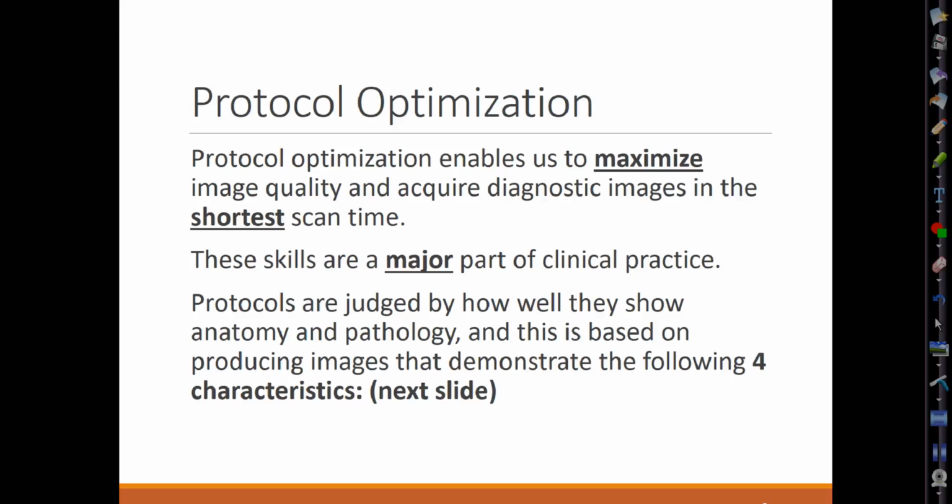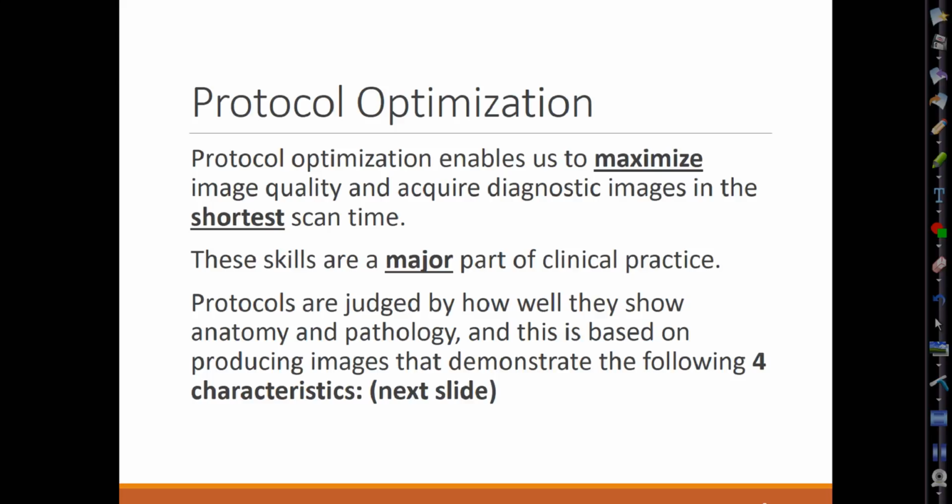These protocols are judged by how well they show anatomy and pathology. So what sequence usually shows anatomy? What type of weighting? What type of weighting shows pathology? Okay. Now, why do you think anatomy is visualized better on T1? Why is that? What parameter is always associated with T1?